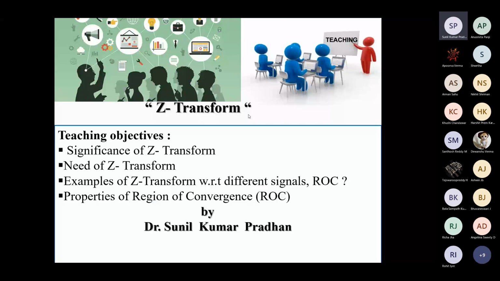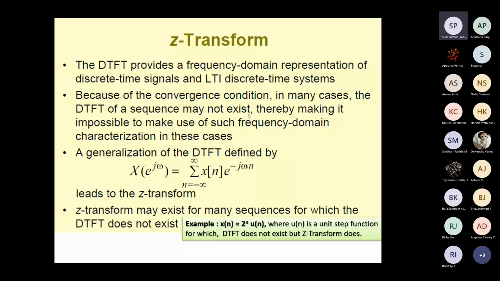As I already mentioned, the Z transform comes from the discrete time Fourier transform: if you take the radius equal to 1, that gives rise to the Z transform. That means when the Z transform is evaluated on the unit circle, that gives rise to the discrete time Fourier transform. Then why is the Z transform needed?